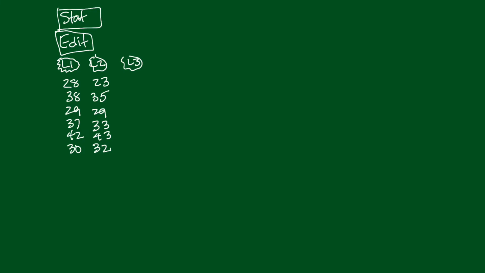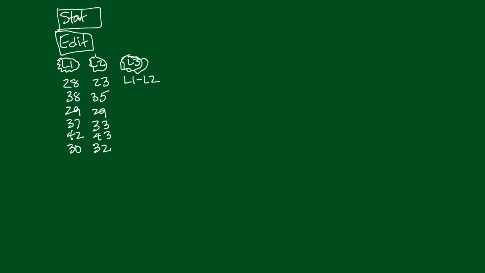Now cursor over to L3. Get your cursor up here on L3, so you use the right arrow and then the up arrow. In L3, you're going to put L1 minus L2. Now, where do you get L1? If you look at your number keys, 1, 2, 3, 4, 5, 6, 7, 8, 9, down at the bottom there, right above the 1 in blue is an L1. Right above the 2 is an L2.